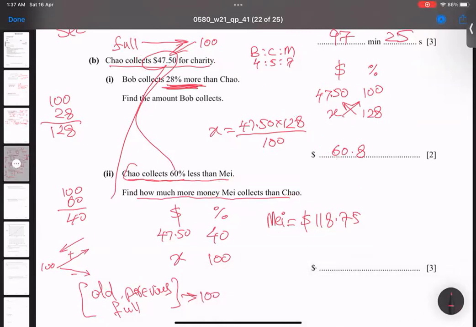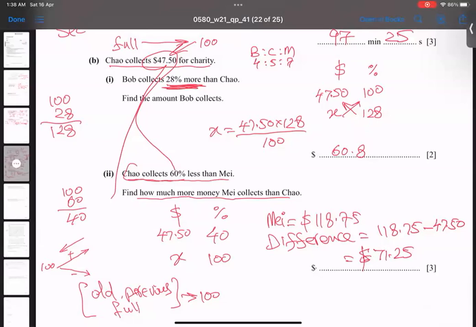So we'll have a look now. It means the difference, how much? So 118.75 minus 47.50, and the answer becomes $71.25. So Alhamdulillah Rabbil Alameen, the point is very clear. And let's go for the next page.